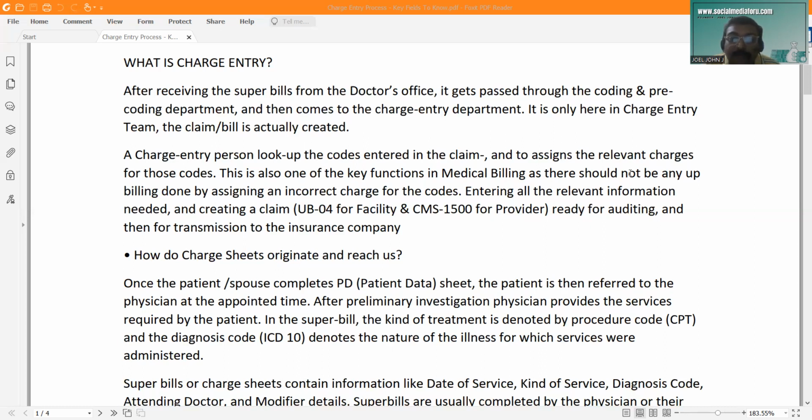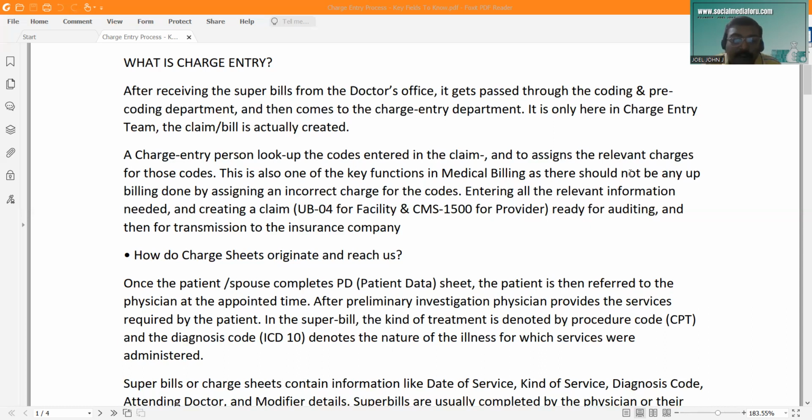There are two types of claim form: UB04 for facility charges and CMS 1500 for provider charges. In the US, when you go for a treatment, there will be a separate charge for the hospital, and a separate charge for the doctors or the caretaker.